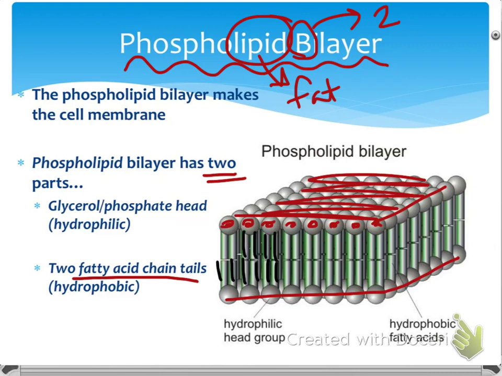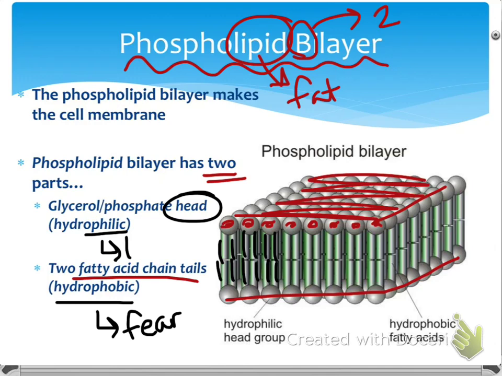And because they are hydrophobic, that means they fear. So if someone has a phobia, they are afraid of something. So these fatty acid chains are afraid of water. So that's why they touch each other versus pointing out toward the water. Now the head part is hydrophilic, which means love or loving. So I should say fearing, loving. So the head parts love the water, so that's why they face out.